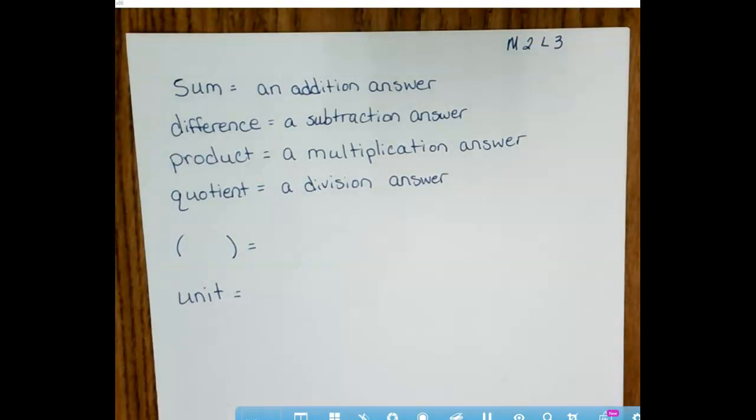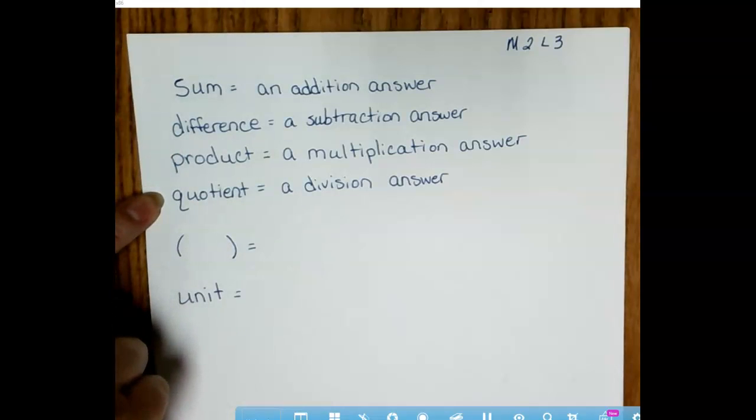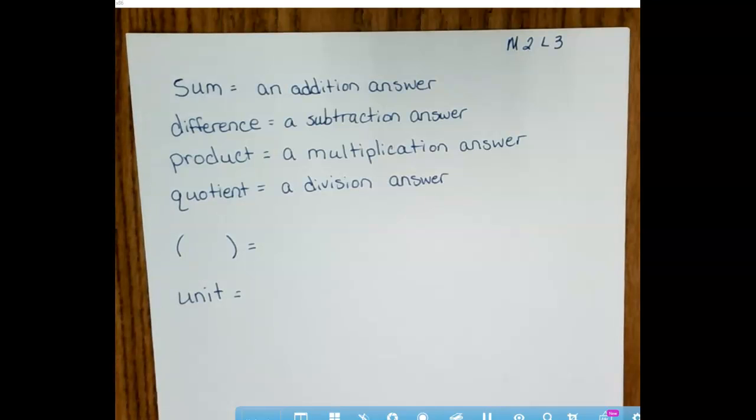Okay, now that we have these written down, these 4 terms tell us about answers to different kinds of math problems. As you can see, a sum is an answer to an addition problem, such as 2 plus 2 equals 4. 4 is the sum of 2 plus 2. Difference is the answer to a subtraction problem. 3 minus 1 equals 2. 2 is the difference between 3 and 1.